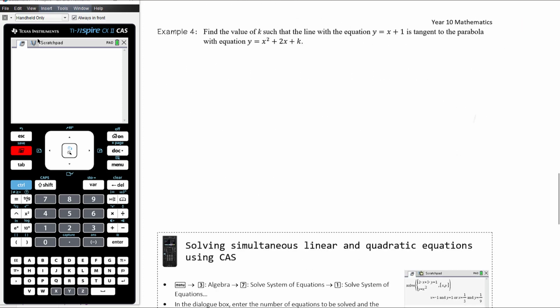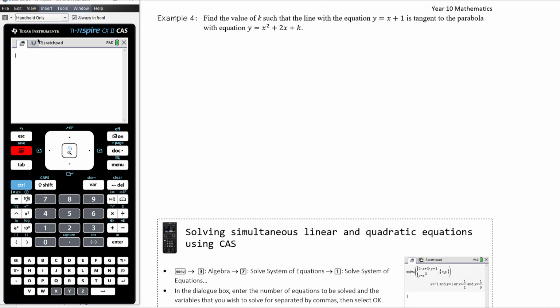Okay, and that's where we lead into an example like example 4, where we're really forced to use and understand the discriminant. So here we want to find the value of k such that the line with the equation y equals x plus 1 is tangent to the parabola with equation y equals x squared plus 2x plus k. Okay, so "is tangent to" tells us that the line and the parabola must intersect once. Okay, that's what we need to happen.